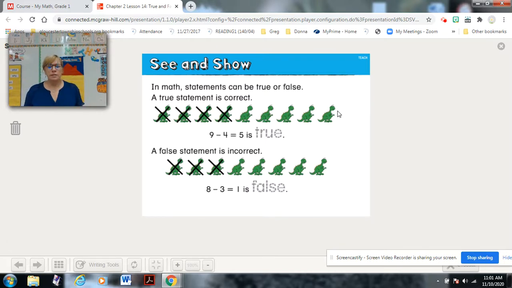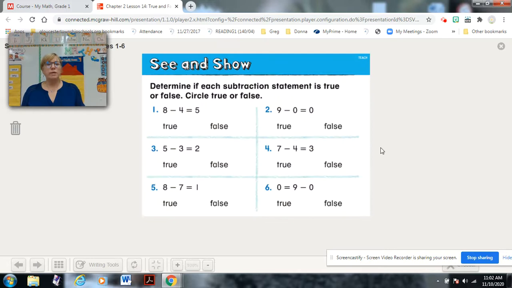A false statement is incorrect or wrong. 8 minus 3 equals 1 is false. Okay, so we have 1, 2, 3, 4, 5, 6, 7, 8. They took away 3. They're saying there's only 1 left. But when we count, well, we can see that there's certainly more than 1. But 1, 2, 3, 4, 5, false. So that is what we are going to be doing now on the see and show page, okay?